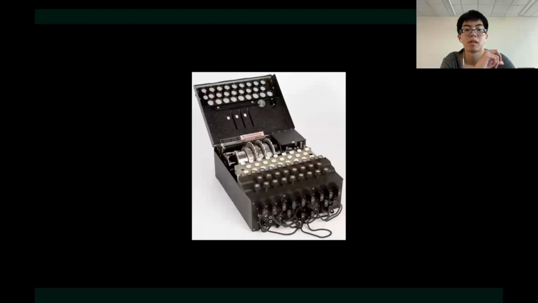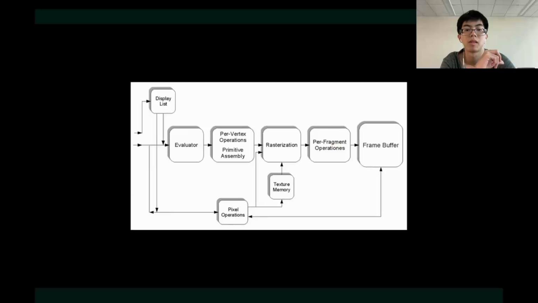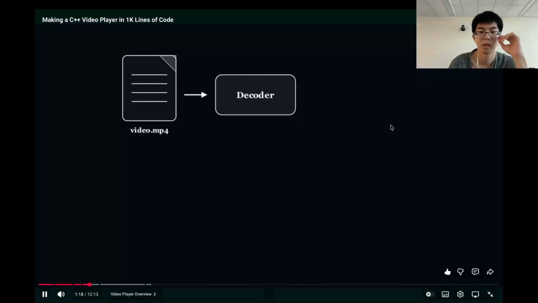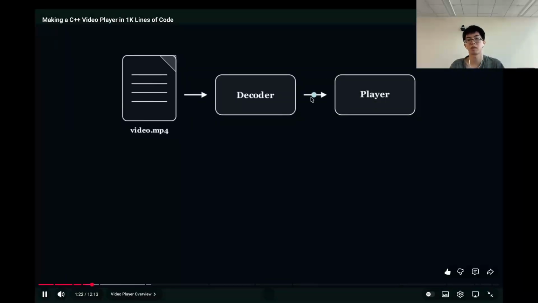But here's where things get tricky. Building something that can decode information and display all of that fast enough is harder than it sounds. When you take any video file on your desktop and try to play it, a decoder first extracts the image, audio, and subtitle frames to the player, which then handles the timing and the rendering.